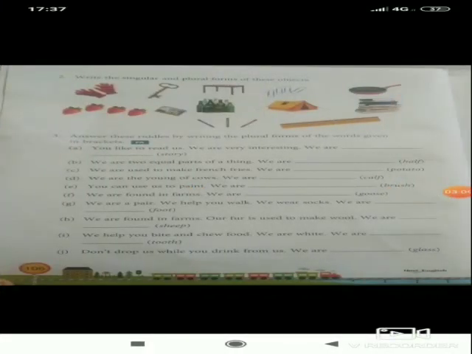And this is the small homework which you can do in any of your notebooks. You can just jot down the answers. No need of writing complete sentences. Just jot down the answers so that you understand. Also, we have learned in this session the regular and the irregular plurals.